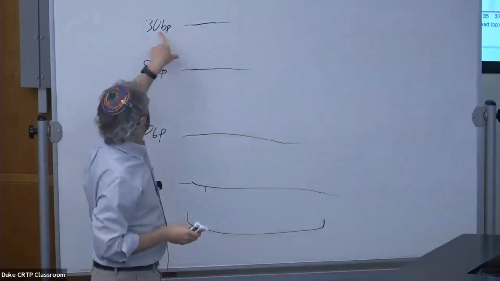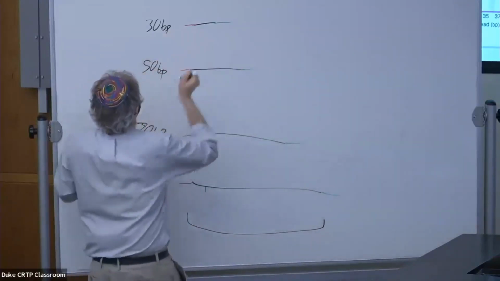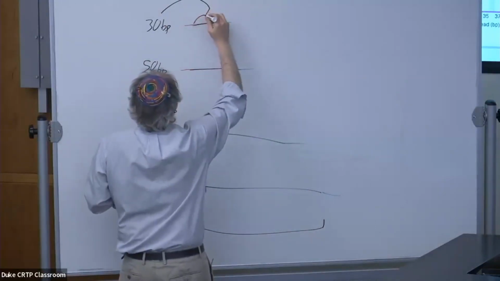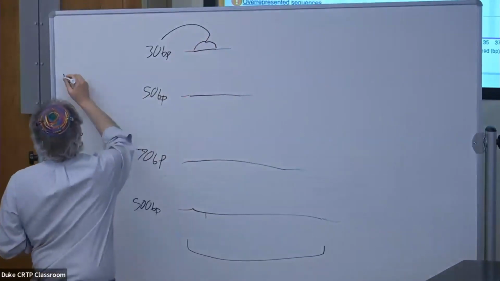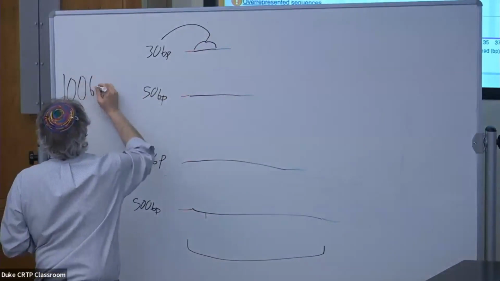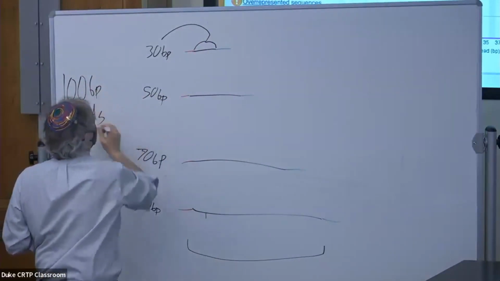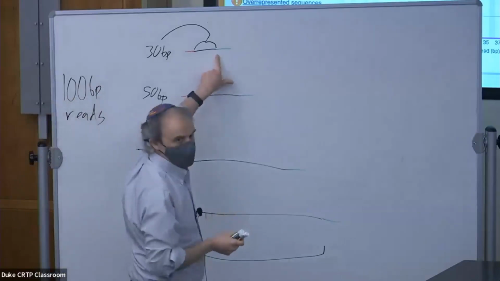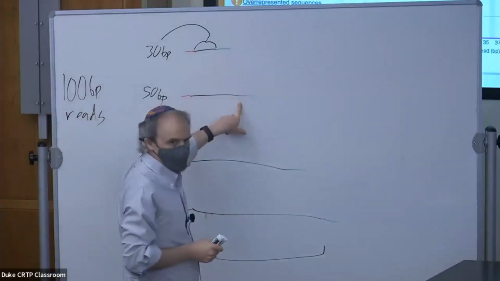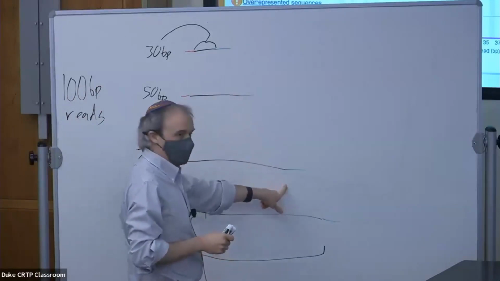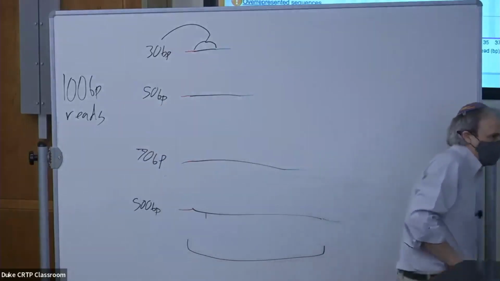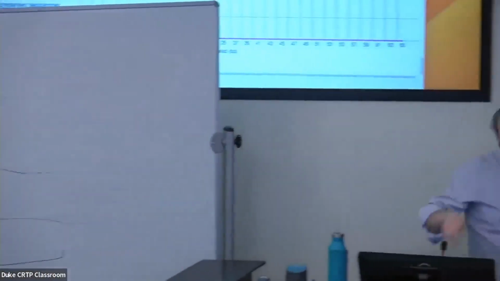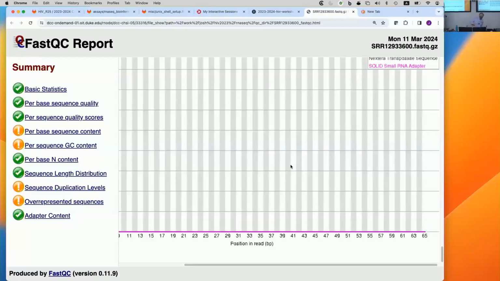So for this one, this number here is the length of the insert, right? Let's say we do 100 base pair reads. For this one, the adapter is going to show up starting at position 30. Here it's going to start showing up at position 50. Here it's going to start showing up at position 70. And here you're not going to see any adapter, right? So for this plot, it gives you a little bit of an idea of the insert size.